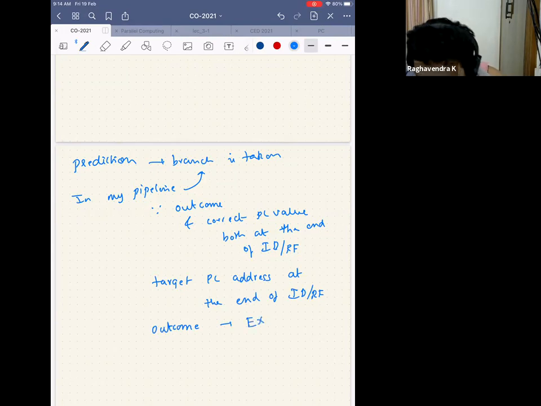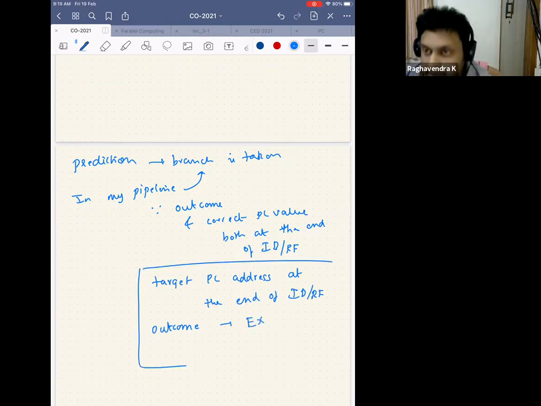If such a pipeline exists, then this makes sense, because I could have gone ahead and fetched the target PC. If the prediction says the branch is taken, I could have fetched the target PC at the end of the instruction decode register fetch stage, and at the end of the execution stage, I could say whether my prediction is right or wrong. If the prediction is right, I'll just allow it to continue. If the prediction is wrong, I will just squash it, right?